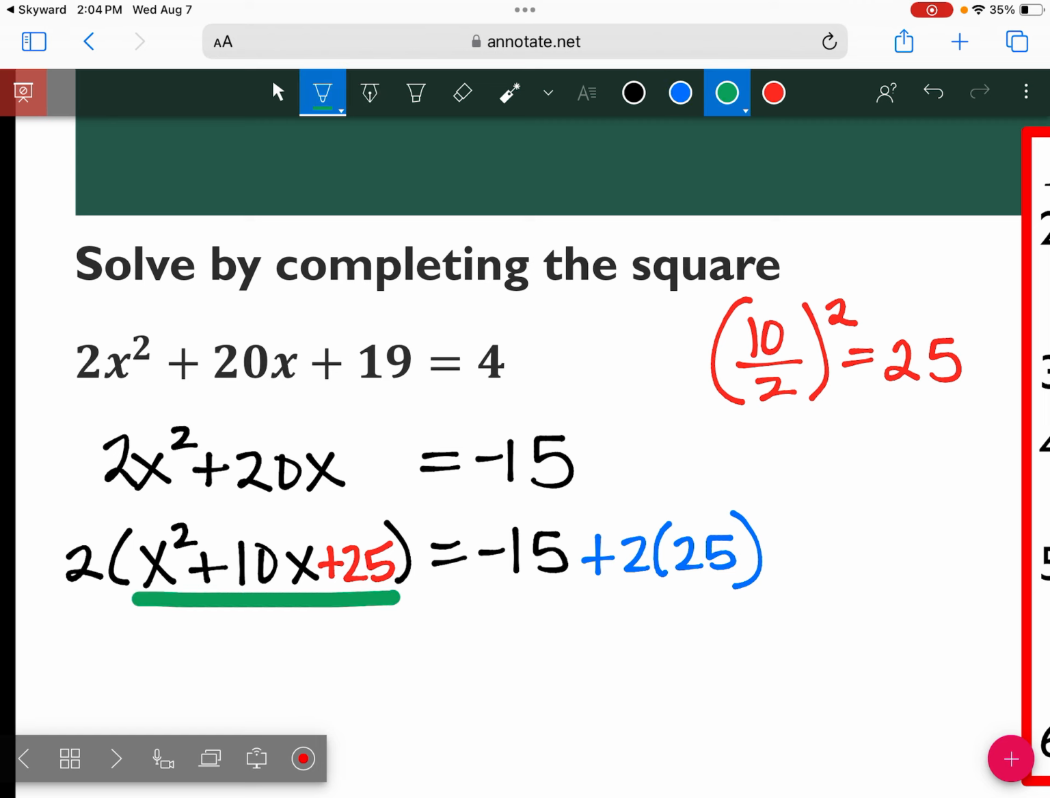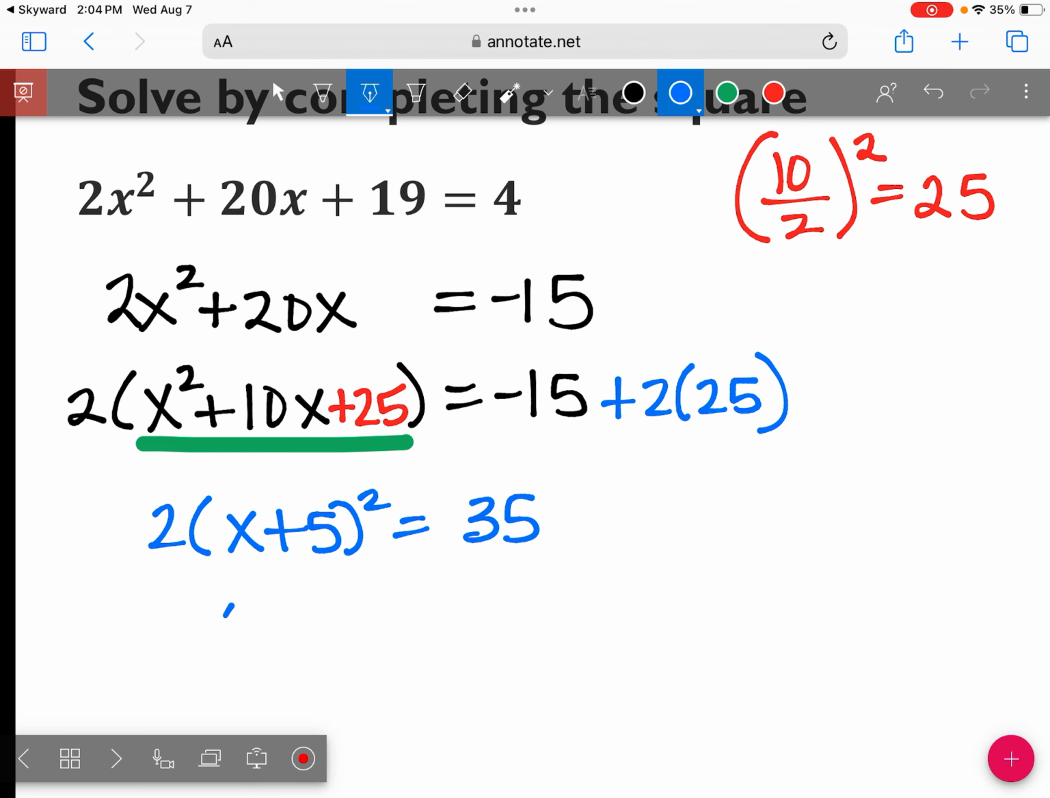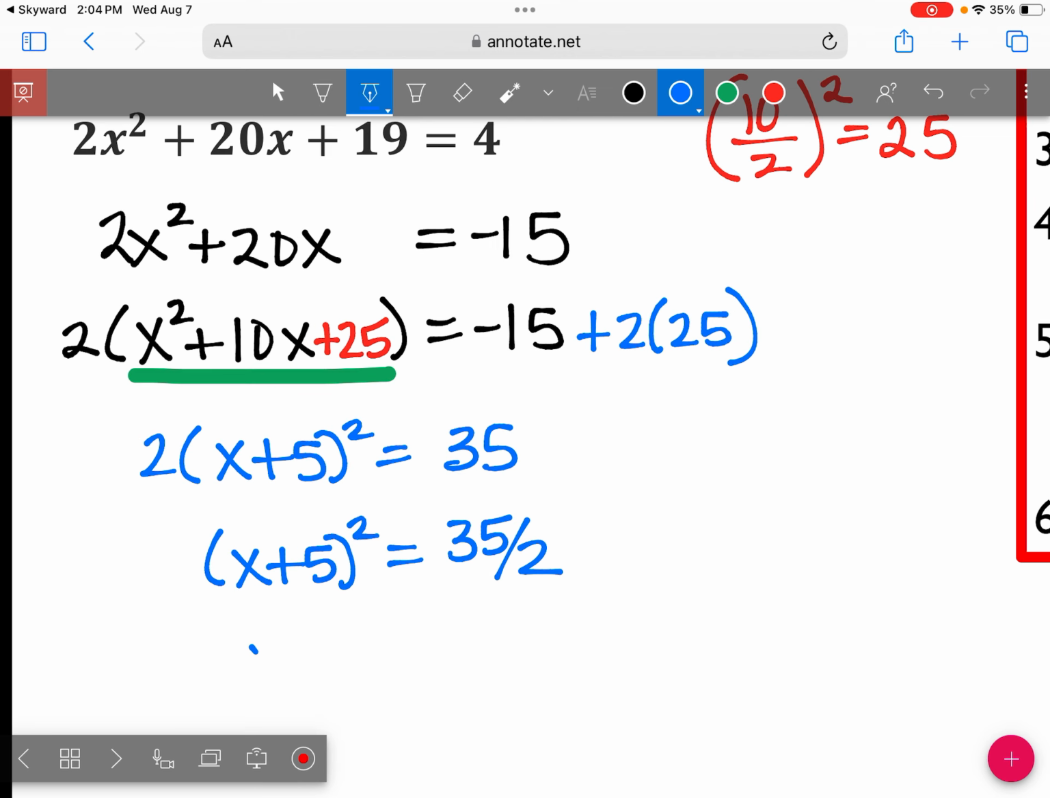I'm going to factor that down. So that would be 2 times x plus 5 squared equals 35. Divide by 2. Take the square root and subtract 5. So x equals negative 5 plus or minus the square root of 35 over 2. Any questions about how we did that?